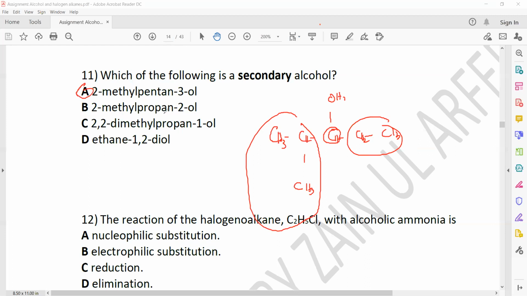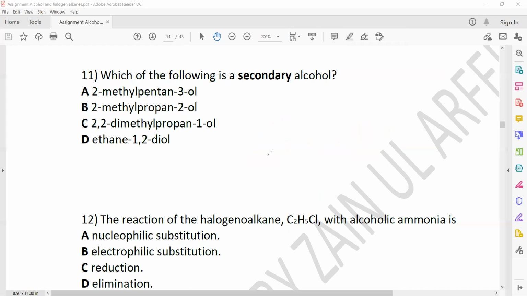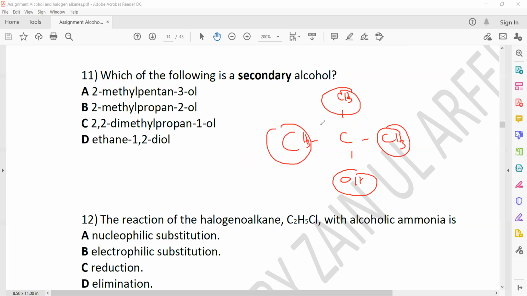If I draw the third one, part B, 2-methylpropan-2-ol, prop means 3 carbon, OH is there, and CH3, CH3, and CH3. So the OH group is attached to a carbon surrounded by 3 carbon chains. So this is not secondary, this is tertiary. So A is the right answer.